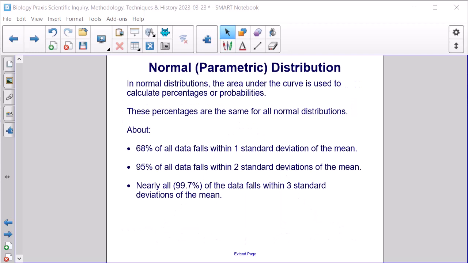In normal distributions, the area under the curve is used to calculate percentages or probabilities. These percentages are the same for all normal distributions. About 68% of data falls within 1 standard deviation of the mean. 95% of data falls within 2 standard deviations of the mean, and nearly all, 99.7% of the data, falls within 3 standard deviations of the mean.